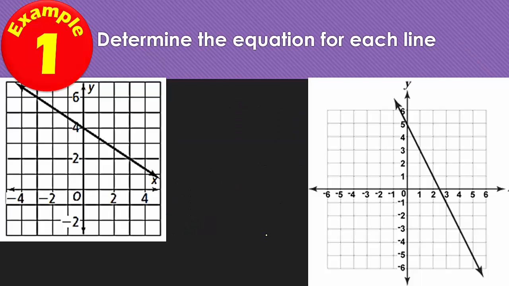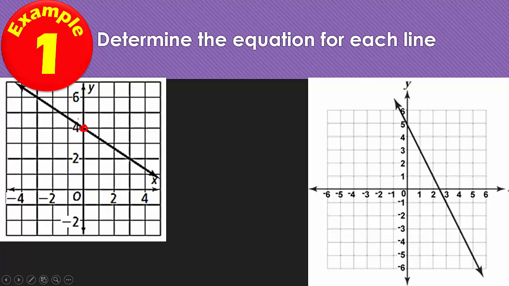All right, so now we need to determine the equation for each line. So let's start, and our y-intercept is right there at 4. It's a positive 4, so we know that y equals something plus 4. So this something x, whatever's in front of the x, is going to be your slope.